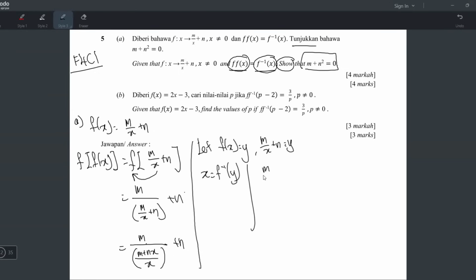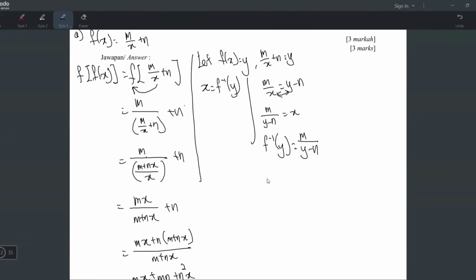How to find x? First move n over, because you want x single. So moving n gives y minus n, and since you want x single, this can swap places. The x goes up and becomes multiplication, and the y minus n goes down and becomes division. So just swap places. After you have x single, that is your f inverse y. So your f inverse y will be m over y minus n. But you want f inverse x, right? So your f inverse x will be m over x minus n, just change the y to x.